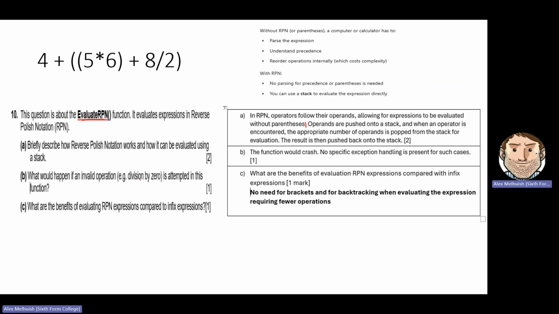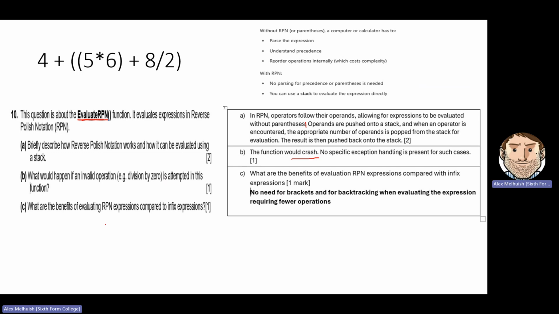What would happen if an invalid operation is attempted in this particular function? Here, just being really clear that the program would crash or terminate was what we're looking for, because there's no particular exception handling in place to handle it. But I think crash is the key word that we're looking for.